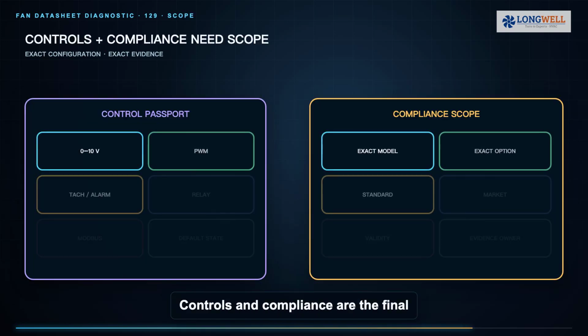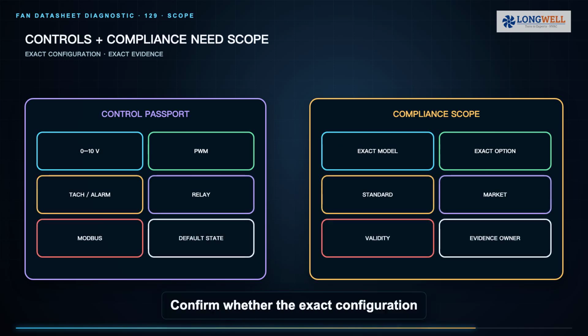Controls and compliance are the final identity check. Confirm whether the exact configuration accepts 0 to 10 volt, PWM, relay, tachometer, alarm, Modbus, or another interface. Record signal ranges, reference ground, isolation, default state, and required wiring document. Treat marks and certificates the same way. Verify the exact model, configuration, standard, market, and validity scope. A logo on a catalog page is not proof that every option in a product family carries identical approval.